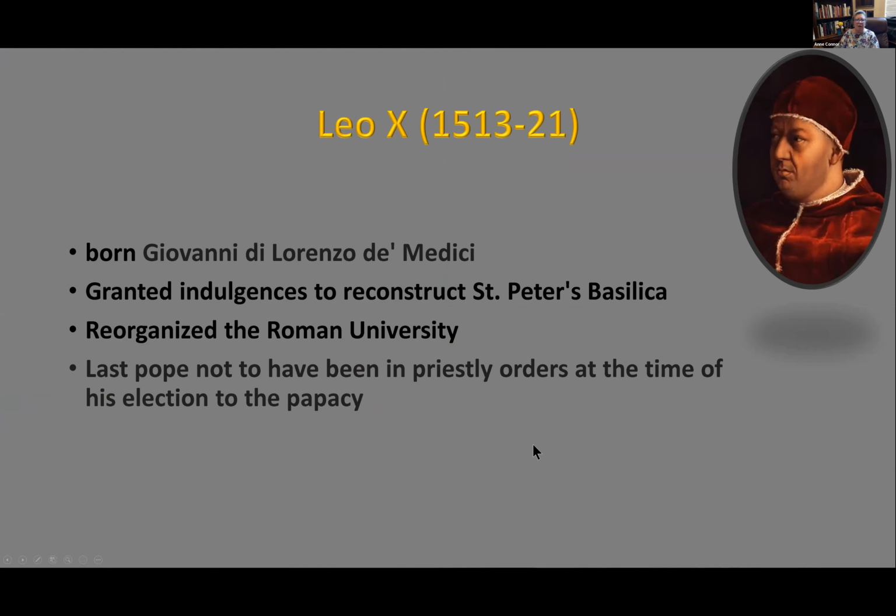And then we have to have a quick word on Leo X, who is going to succeed Julius II in 1513. He was born Giovanni di Lorenzo de' Medici. He granted indulgences to reconstruct St. Peter's Basilica, which means he told monks and priests to go around Europe and try to collect money by selling indulgences that were ultimately going to feed the reconstruction of St. Peter. He's also going to reorganize the Roman University. And he is the last pope not to have been in priestly orders at the time of his election to the papacy.